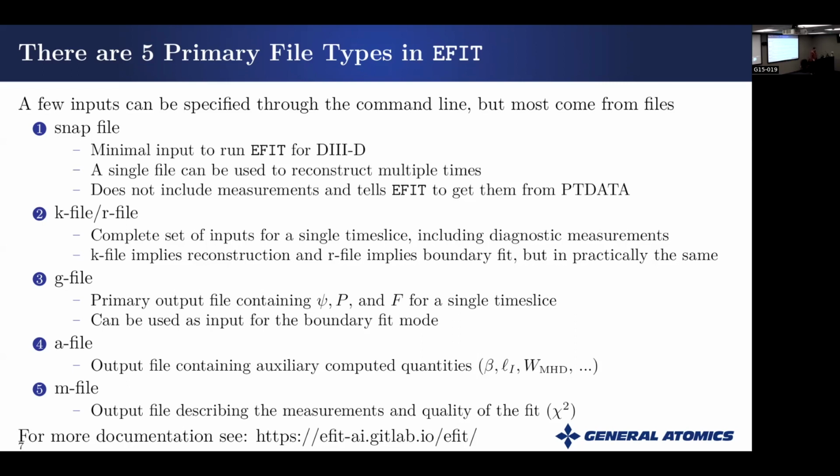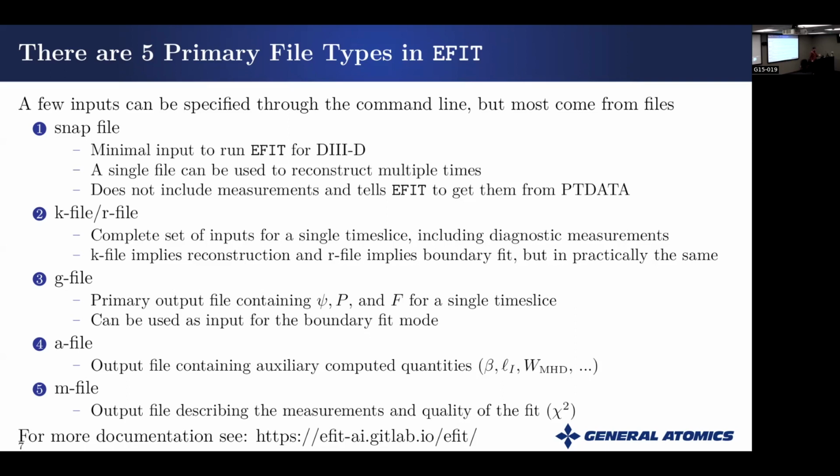And then the output files, there's the G file. That includes sort of the primary description of the plasma. That's your psi, P, and F. Q profile is also in there. There's a few other things we can look at when we get back to OMFIT. And it's generally an output of EFIT, but it can be used as an input to specify the boundary if you wanted to fit that.